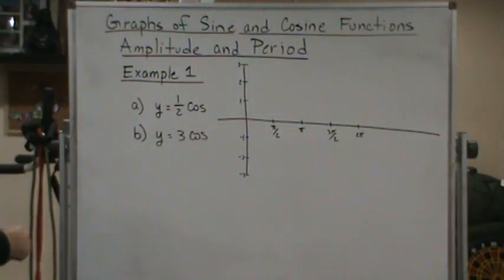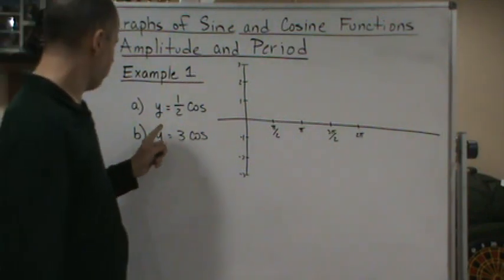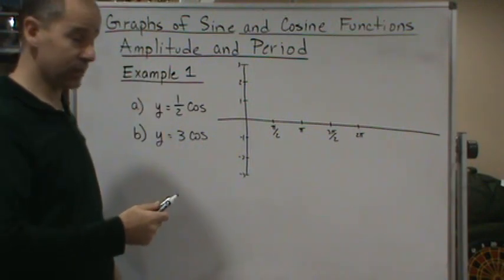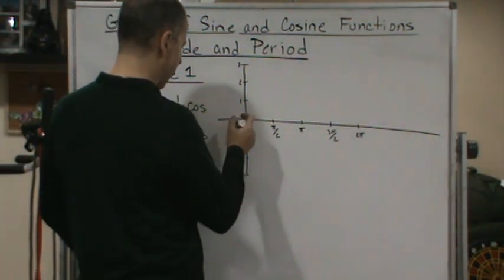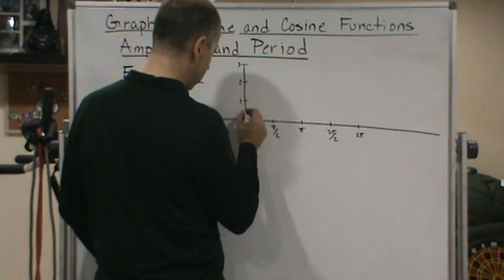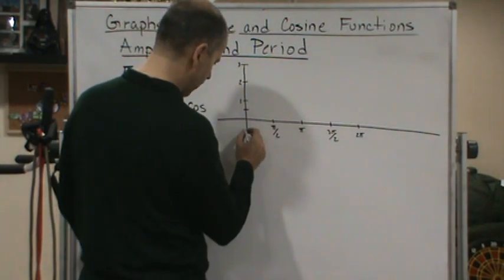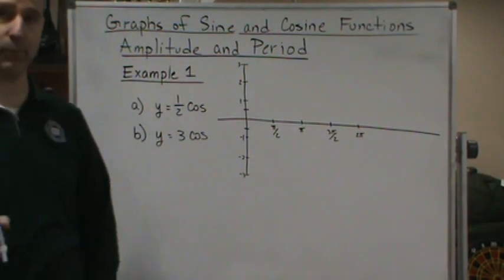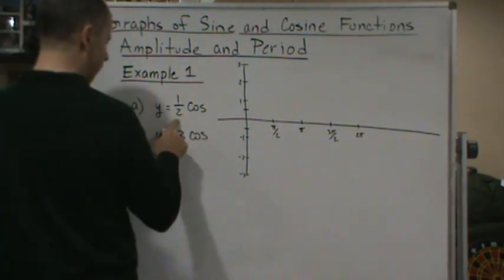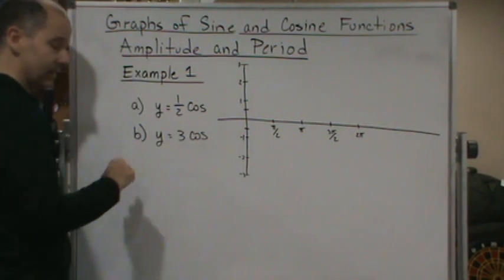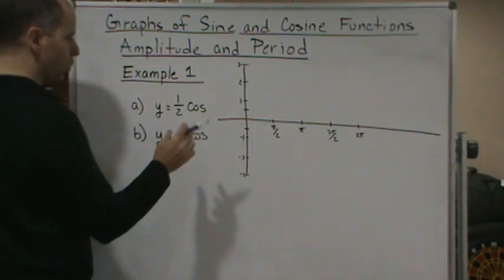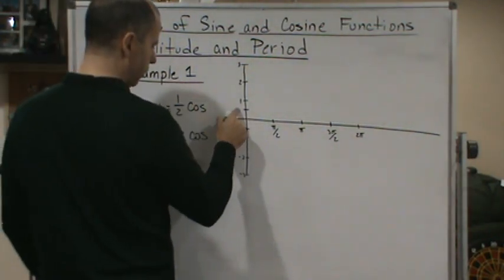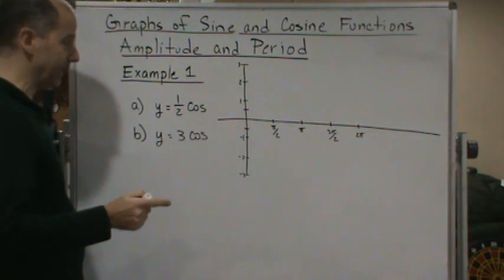I'm going to do the first one, 1/2 cosine. Cosine starts at the maximum value, and I'm going to mark a half on both sides. Notice that the amplitude, the absolute value of A, is 1/2. So it's shrinking the original cosine function down to bouncing between a half and negative a half.